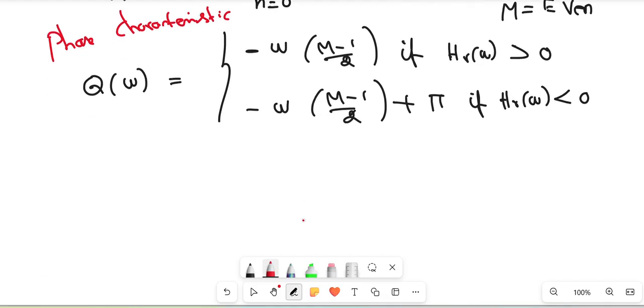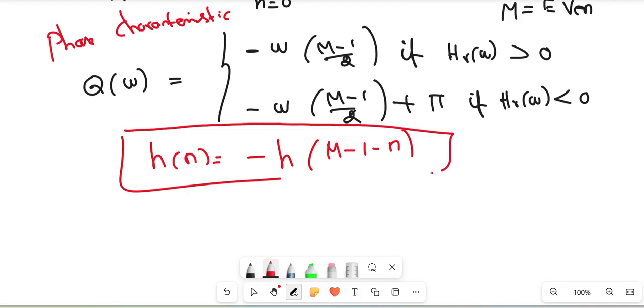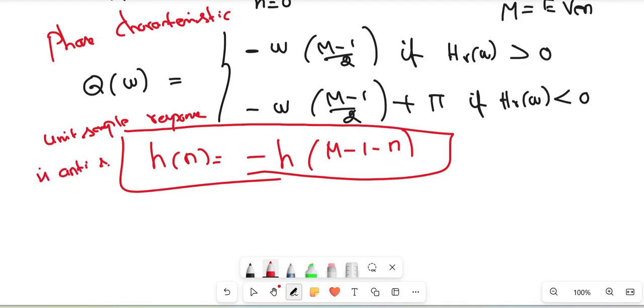Similarly, what is the antisymmetric condition? For the antisymmetric condition, h of n is equal to minus h of M minus 1 minus n. So, the unit sample response is antisymmetric. This is the antisymmetric condition, with the minus sign. So, for M equal to odd, what about the center point?